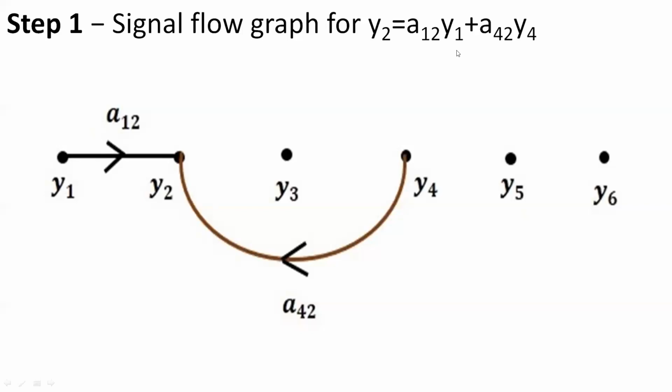Then we have another one. Y2 is again the output for A42 Y4. So Y4 is the input for this, and A42 is the gain from 4 to 2. This is the direction, from Y4 to Y2. So this is how we draw the signal flow graph for Y2.